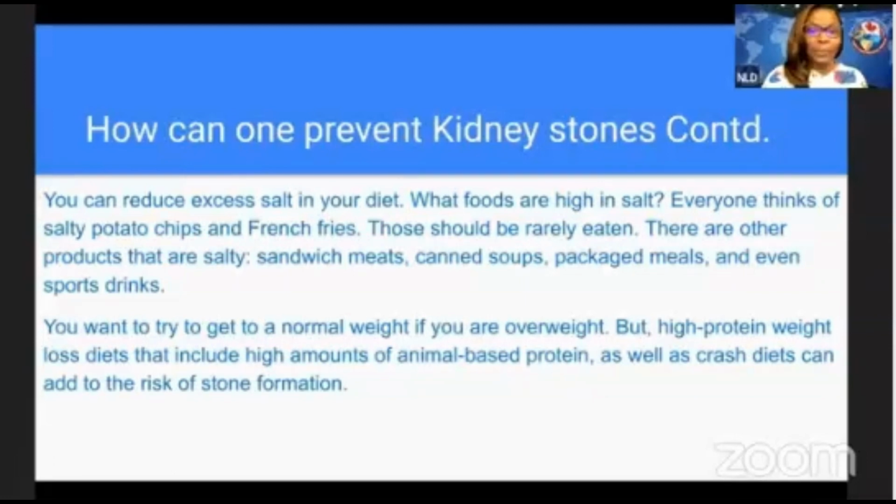as for your children. You want to try to get a normal weight if you are overweight. But high protein weight loss diets that include high amounts of animal protein, as well as a crash diet, can add to the risk of stone formation.